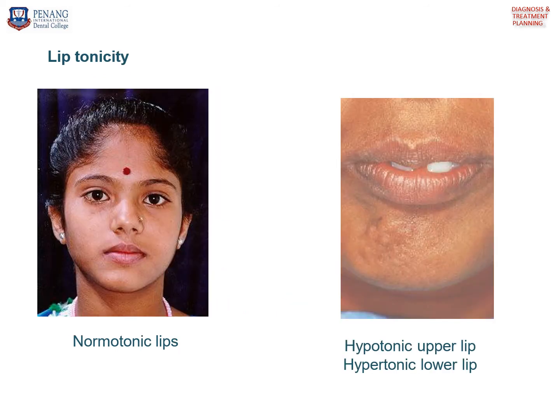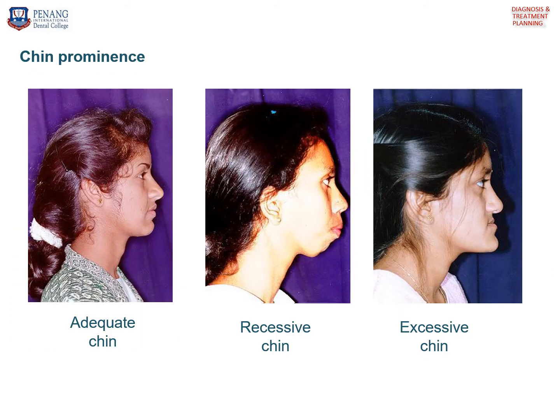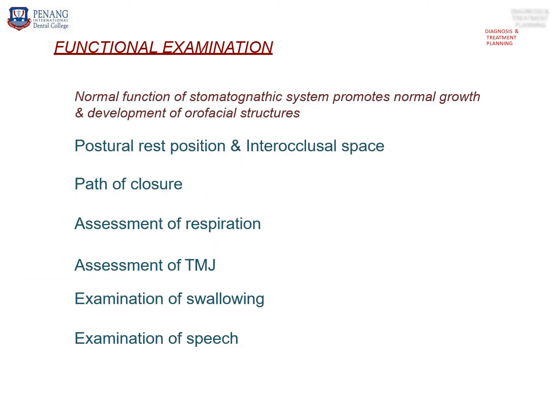Tonicity of the lips: you must write whether the lips are hypotonic or hypertonic. Now the chin: you must write whether the chin is normal, shallow, or deep, the mentolabial sulcus, and also whether the chin is recessive or prominent, like in your class 3.